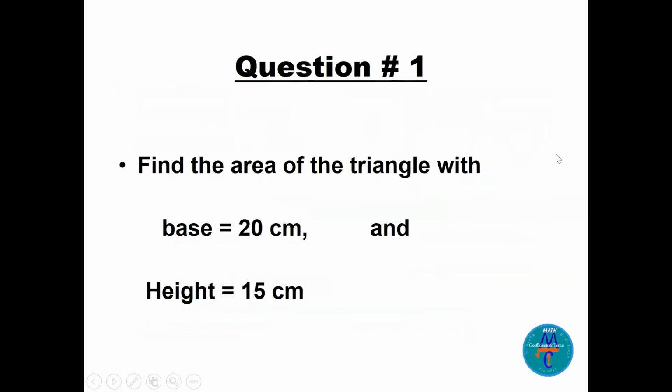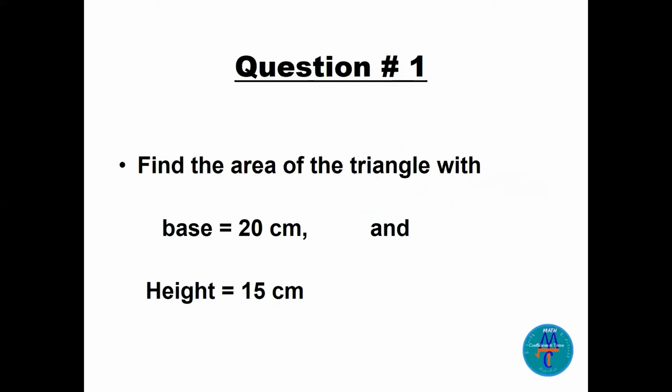Now I will present 3 questions in this video with the solutions, and I will leave for you 3 practice questions with answers only. Very light, simple questions. Let's find the area of the triangle with base 20 centimeters and height 15. You can pause the video if you want to practice.